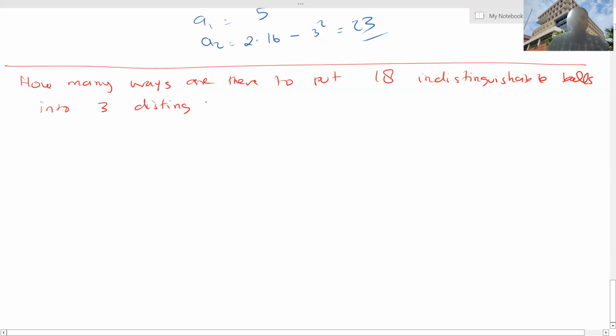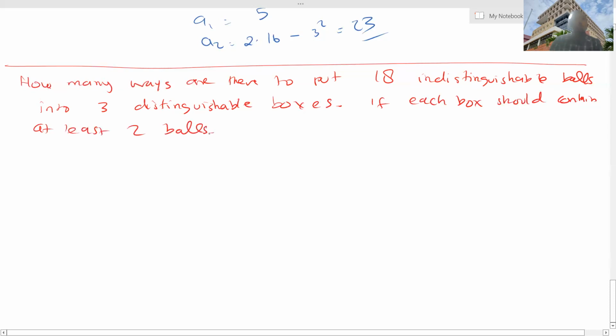So you cannot distinguish the balls here. Now the condition is, each box should contain at least 2 balls. Yeah, should contain at least 2 balls.